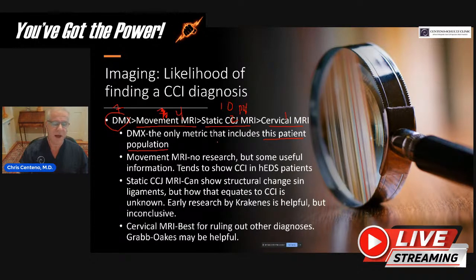Then we talked about movement-based MRI. Biggest issue there is we don't have much research there. But it does tend to work pretty well in showing CCI in HEDS patients. And then we have static upper cervical MRI. That's a specific type of MRI where a head coil is used. And we do have some early research by Crockiness that's helpful, but kind of inconclusive because that research went back and forth in the peer-reviewed literature. And then regular cervical MRI, sometimes we can see a high grab oaks, which may be very helpful. So that's kind of how that works.